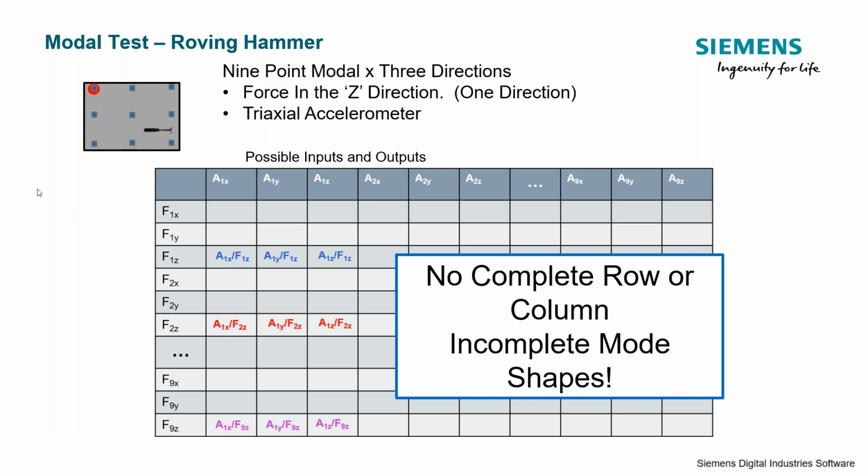In order to capture all the mode shapes in this roving hammer test, we would need to hit in the X, Y, and Z directions at each point. So because of that, if you're trying to determine the complete mode shapes of your system, it's usually easier to perform a roving accelerometer test, because there will be certain points on this plate, for example, this point in the middle, where it's impossible to impact in any direction other than the Z direction.